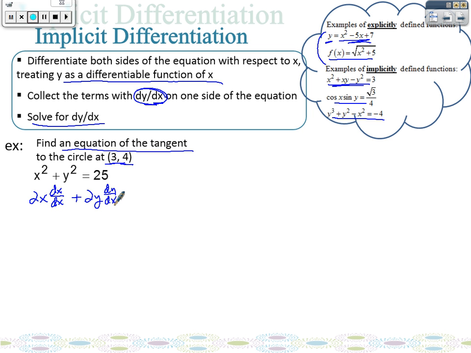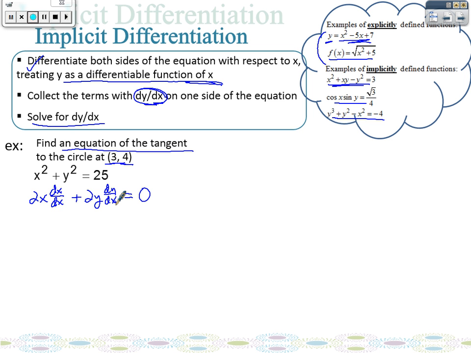That's the norm, is to take it with respect to x. And then the derivative of 25 would be 0. Okay, so we've just completed step 1. We've differentiated both sides of the equation with respect to x. We treated y as a differentiable function of x.